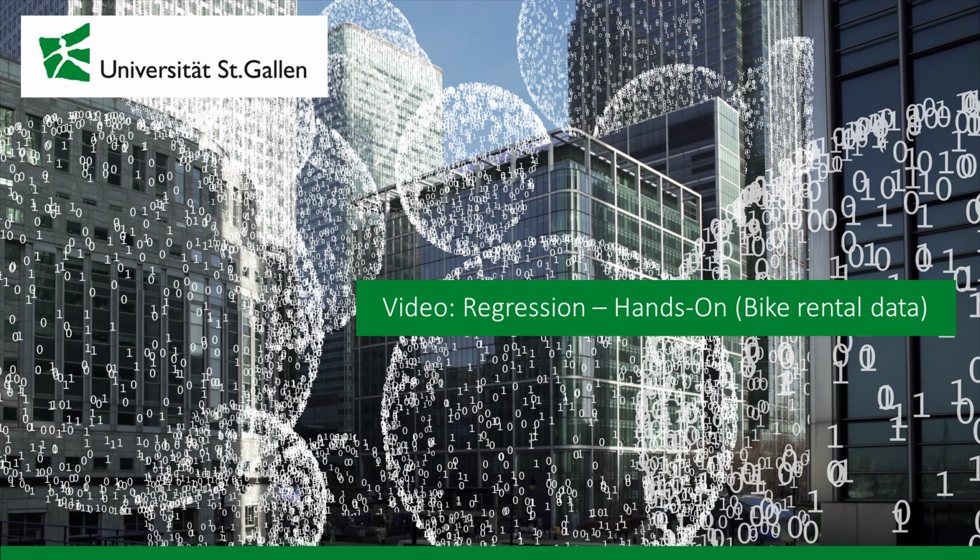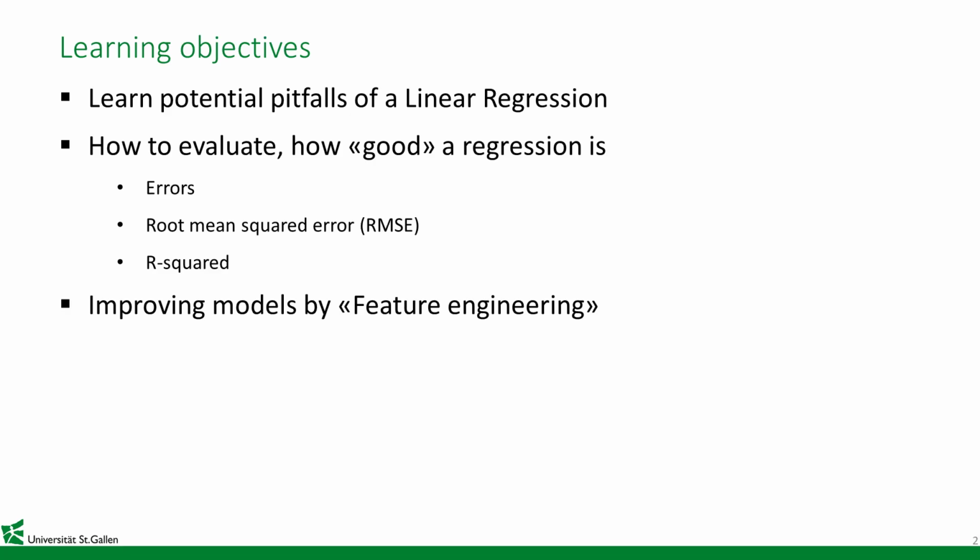Welcome. In this last video of this video series, we will be investigating a regression example. We will do so by using a very hands-on bike rental dataset. In this video, we will learn potential pitfalls when using linear regression and how to evaluate how good a regression actually is. We will do so by looking at errors, the root mean squared error, and the R-squared.